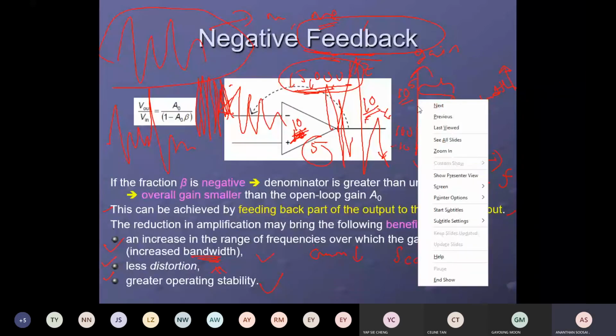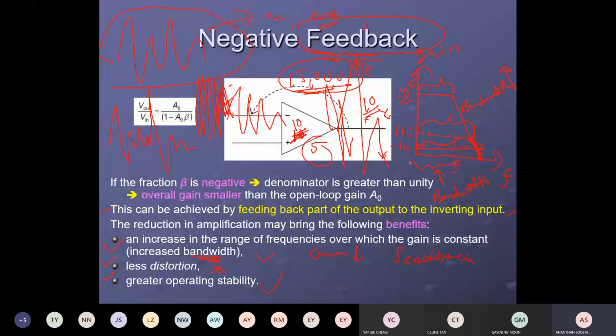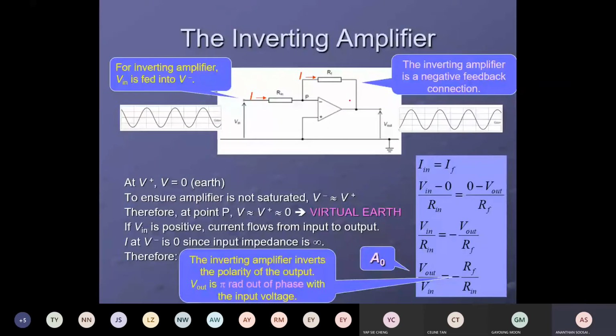So yes. Okay, now our story is all about feedback. Feedback creates two types of amplifier. The first amplifier we call the inverting amplifier. The inverting amplifier will have a feedback.